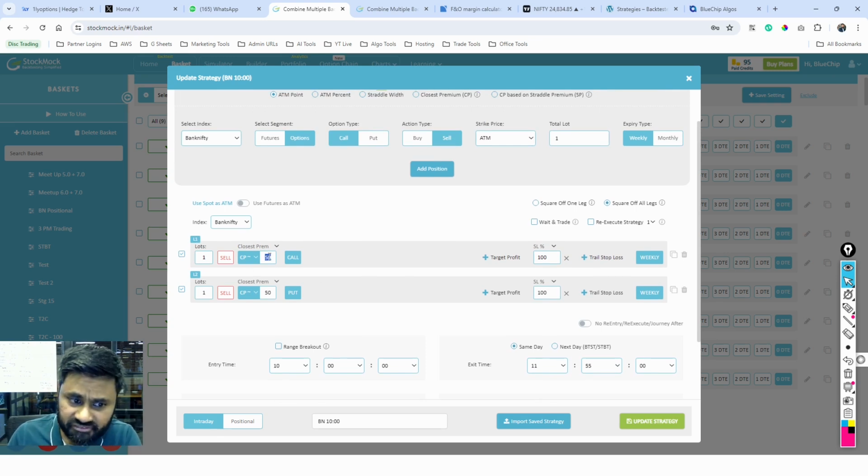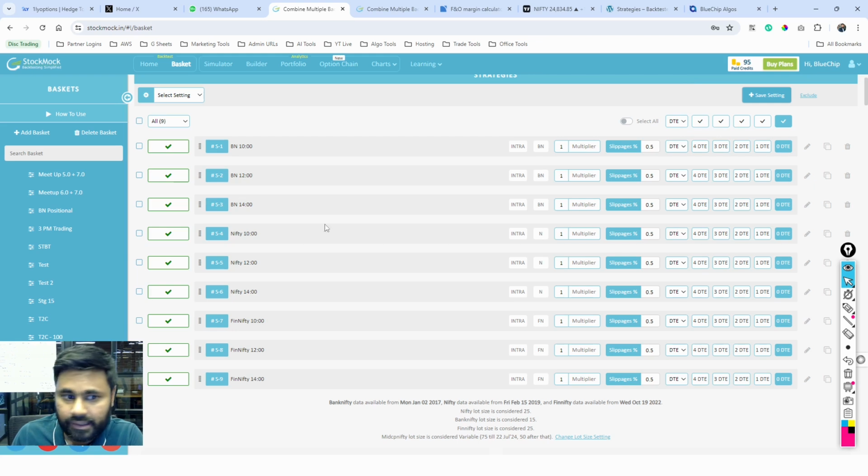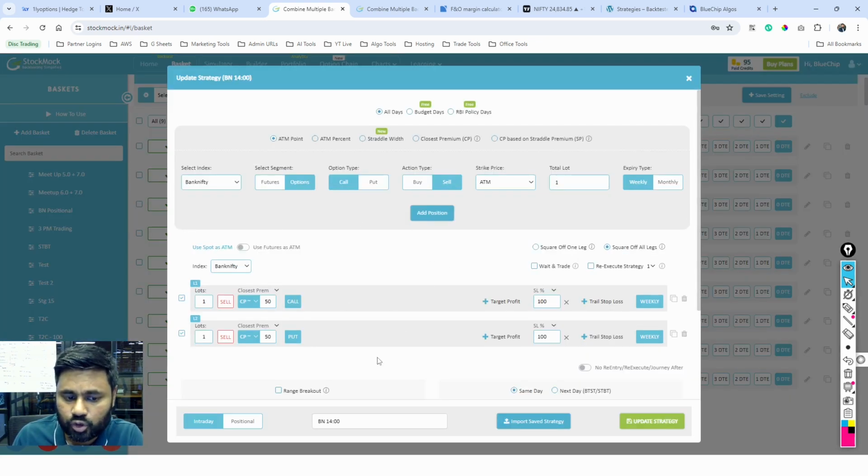So you enter at 50 premium. We are not entering at ATMs or any particular strikes. We are entering at any strike that has 50 premium, call option and put option. 100 points stop loss, 100 points stop loss, and this is the most important thing: square off all the legs. If one stop loss gets hit, the second leg also will be exited. Same we have at 12 o'clock, and same at 2 p.m. also. Same premium, and then 100 points stop loss, 100 points stop loss.